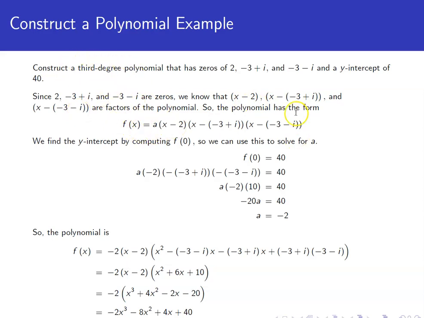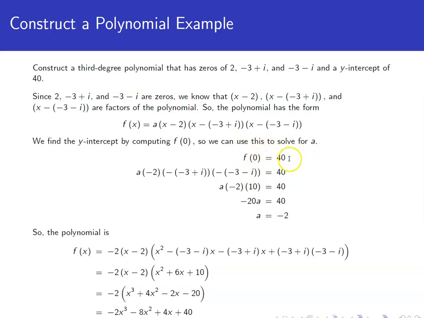So that third-degree polynomial has to have the form: some coefficient in front, which we'll call a, times x minus 2, times x minus (-3 plus i), and times x minus (-3 minus i). I need to figure out what this coefficient a is. We're going to figure out what a is by using the y-intercept information. If the y-intercept is supposed to be 40, that means when I plug 0 into the function, I have to get 40 out.